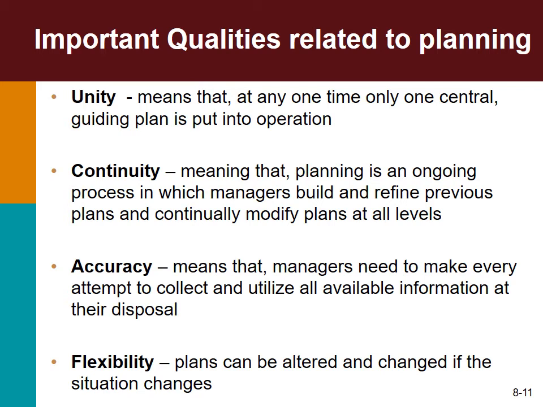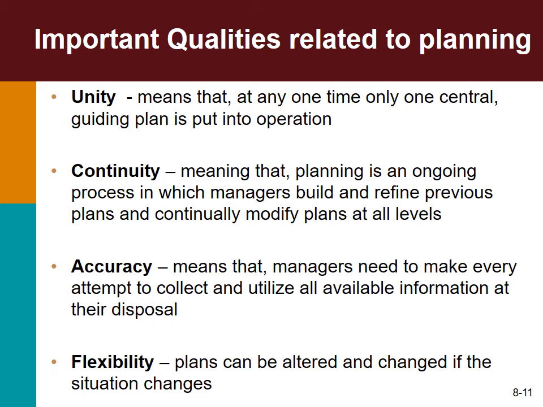The third important quality related to planning is accuracy. I should put forward an accurate plan. It means that managers need to make every attempt to collect and utilize all available information at their disposal. Remember when we talked about decision making, about information and how information costs, and what the biases related to collecting this information are? I should be accurate. Plans should have accuracy.